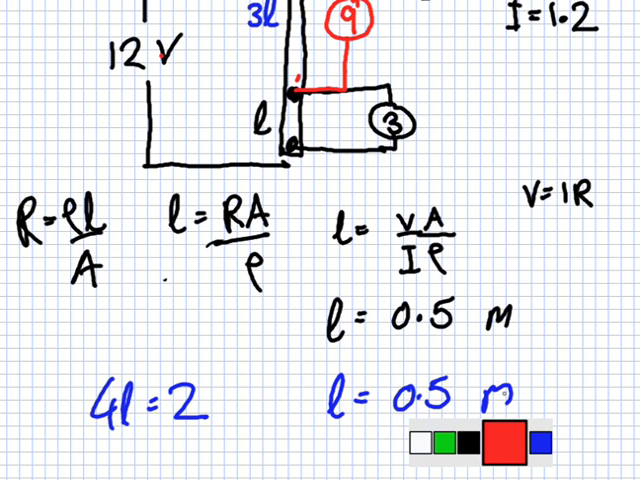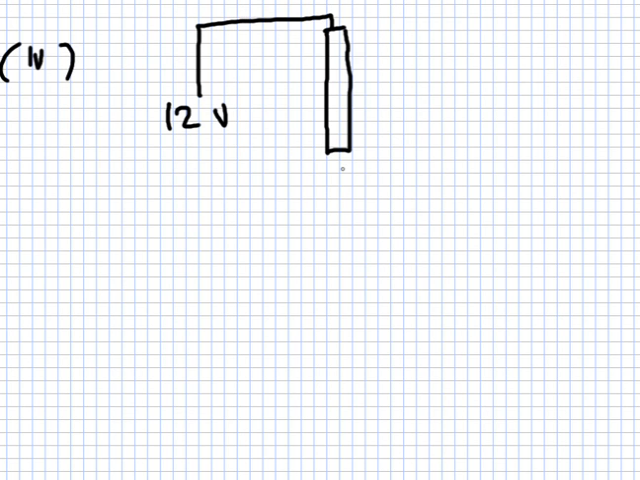Let's have a look at the next part. Part 4 is a 5 ohm resistor is connected across the output. Determine the potential difference across this resistor. Okay, so I need to draw it again. So in part 4 now, what you have is a 12 volt power supply here. And we still have our resistor.